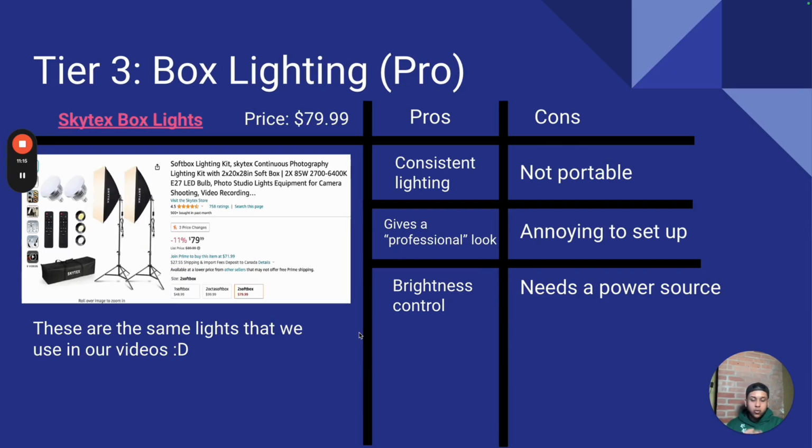Now, the third option, or tier 3 for the pros, is box lighting. These are the specific lights that my team and I use in our videos, and the pricing for this is $79.99 USD for 2 lights. The pros to this is that it's consistent lighting, so if you put one on your left side and one on the right side, it will equally light up your face, which makes a huge difference in your videos. It gives a professional look, and it has brightness control. So if you want to make it a little bit dimmer or brighter, you can do that.